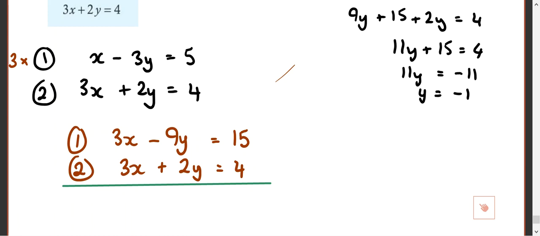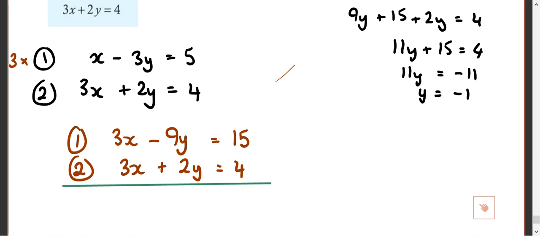How did you get 11y in the top right? Yeah, so 9y plus 2y. That's the substitution method, not elimination. You just collect the like terms.